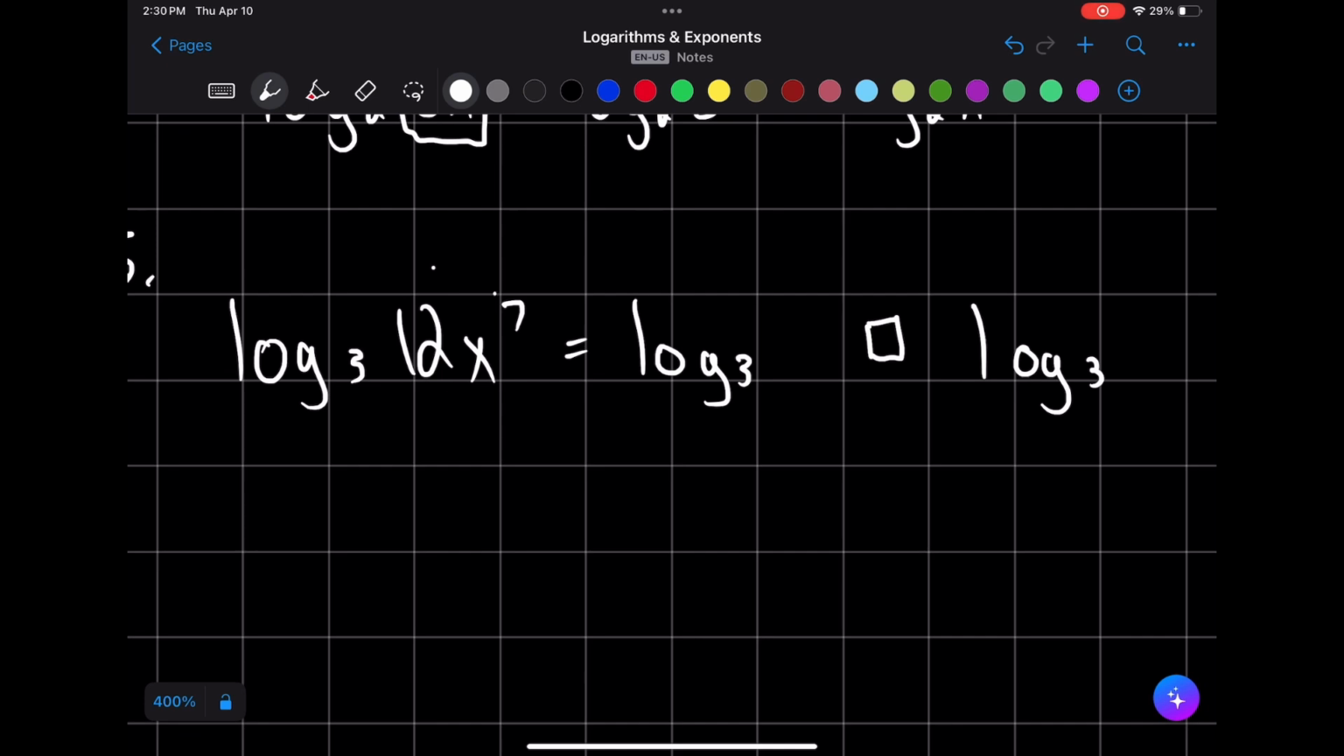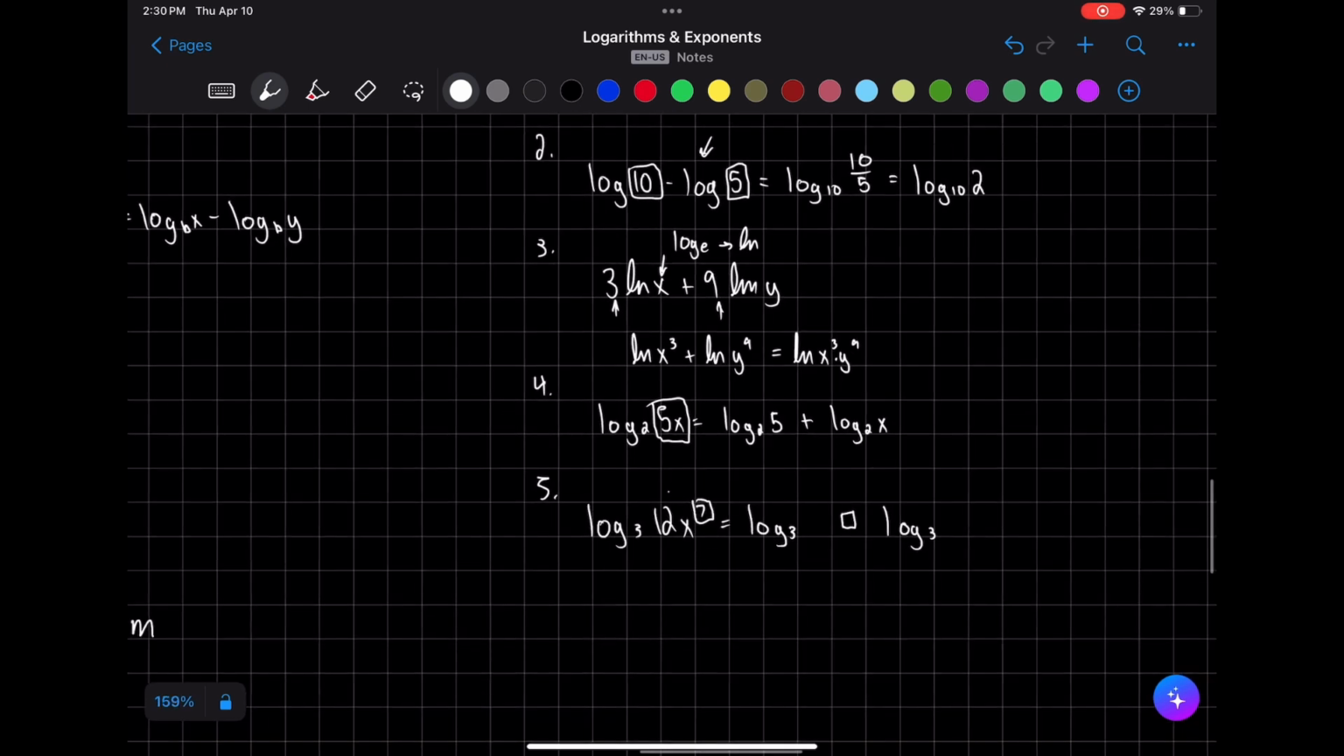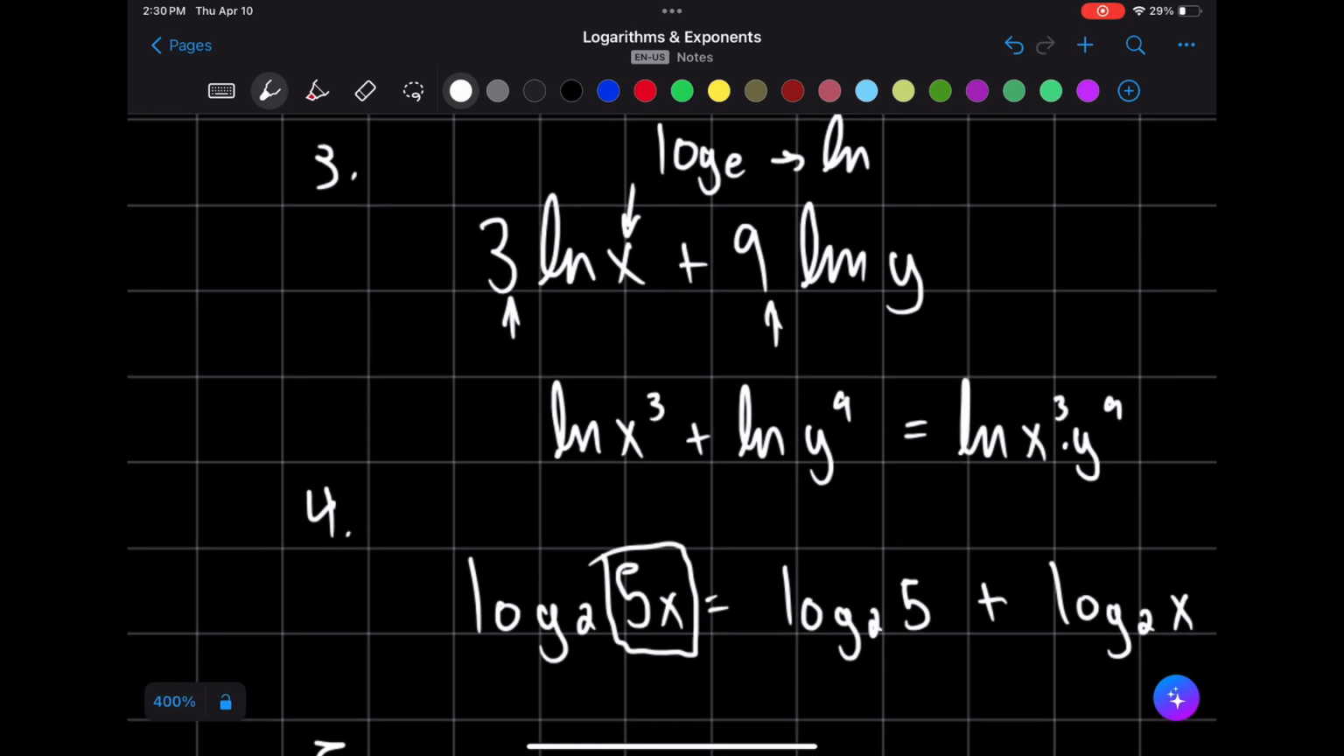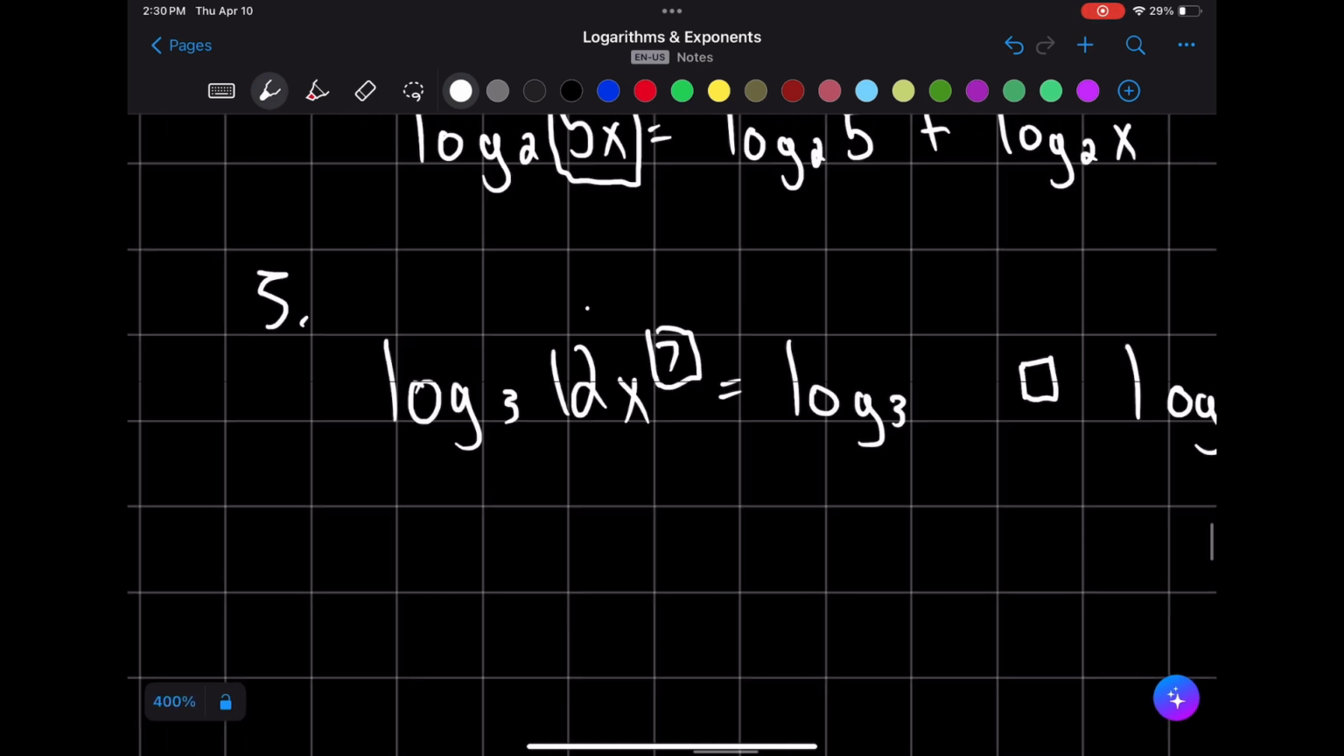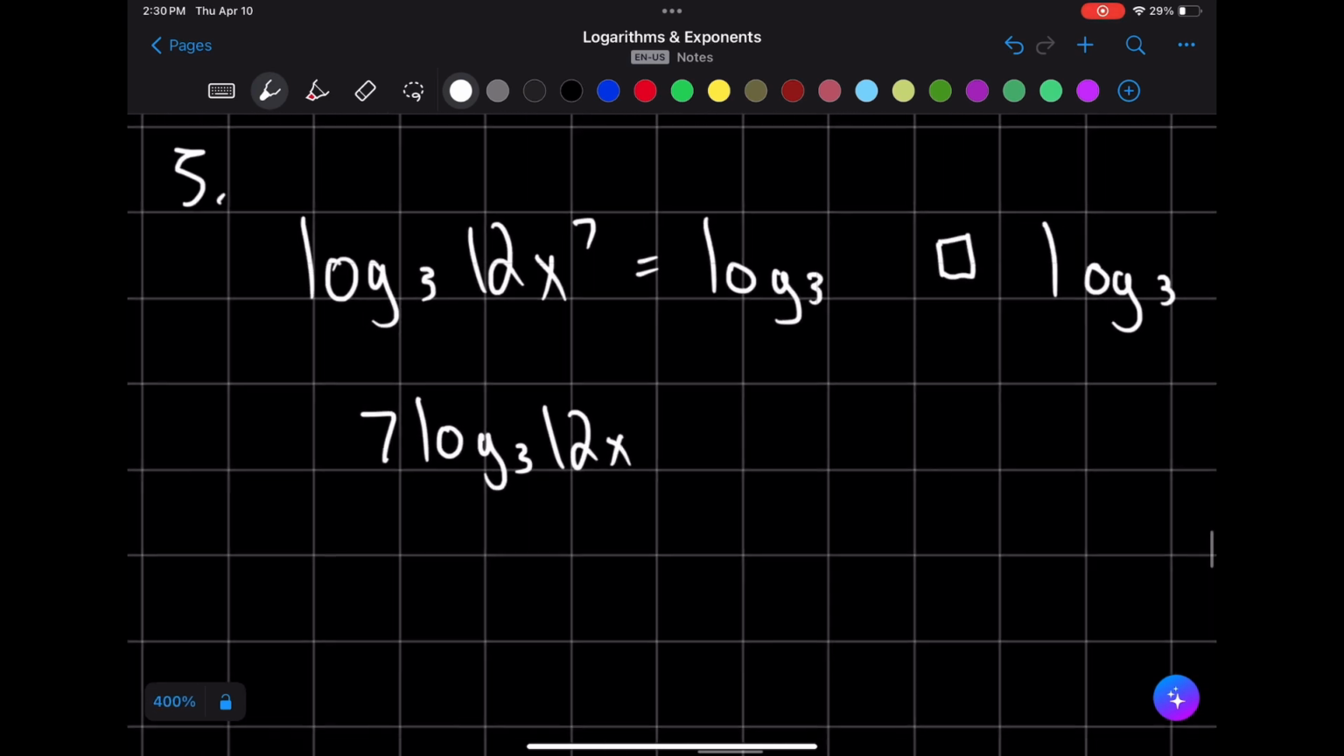And remember, I said that you first want to deal with that number in the front. So in here, it was 3 and 9. Well, in this situation, we want to deal with the exponent first. So let's bring the exponent out front. The same way you can take the front number and make it the exponent, you can take the exponent and bring it out front. So you make this 7 log 3 12x. And now that's a lot more manageable.